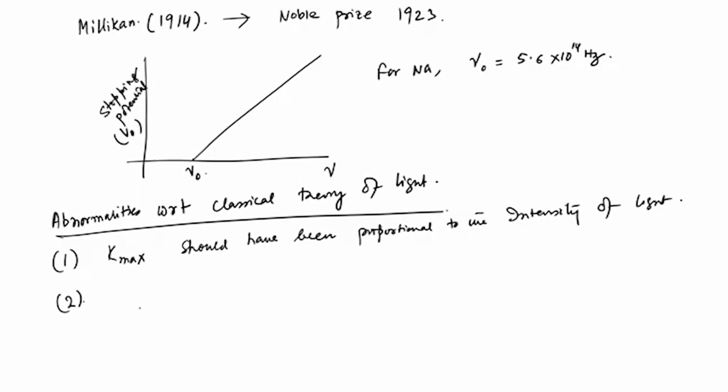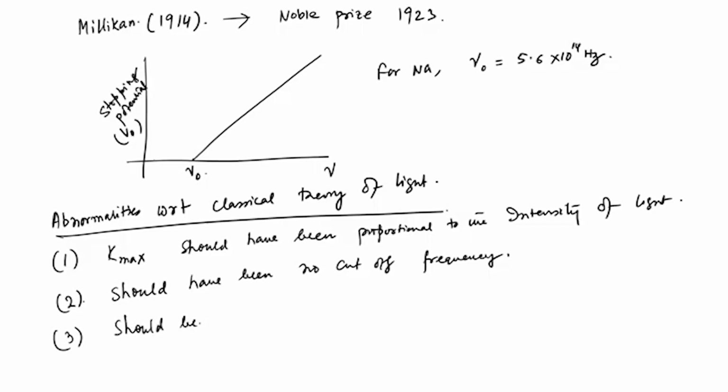Second is that there should have been no cutoff frequency. That is, classical theory would say that if you impinge it with a very small frequency also, it will eject an electron, but that does not happen. And if you apply classical wave theory, then it would demand that there should be a time lag between incidence and ejection.